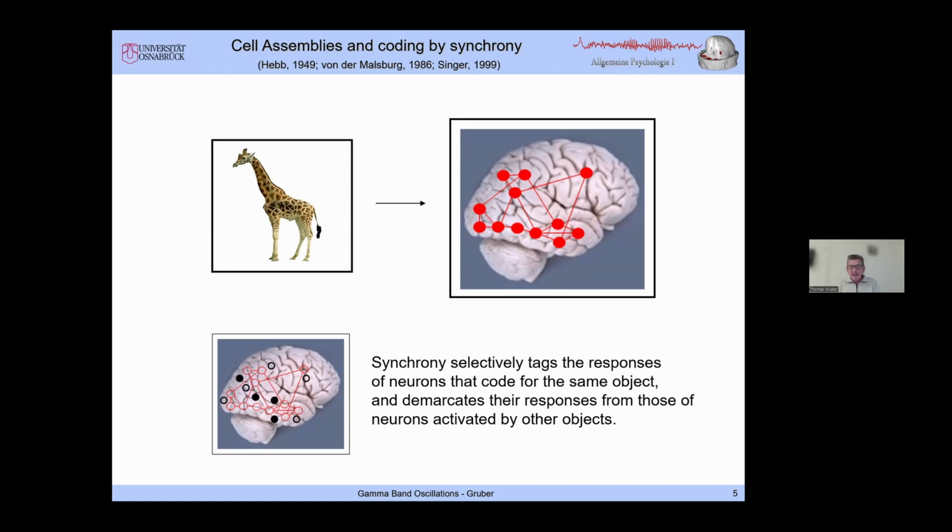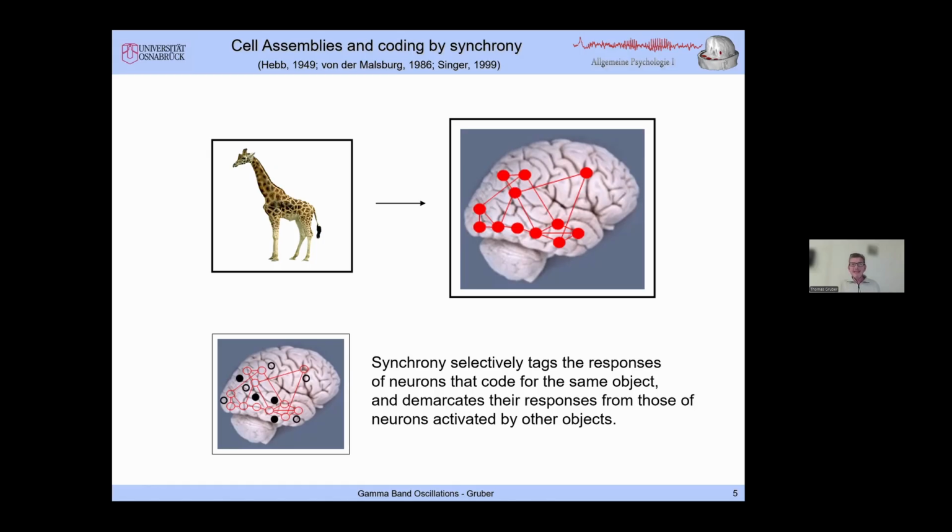And usually on this slide, the red dots here, which stand for the giraffe, they should blink in synchrony. Now they don't. So I need your imagination now, because the PowerPoint doesn't blink, but it doesn't matter. You can imagine that the red dots stand for neurons coding for the giraffe, and they all fire in synchrony in one pattern, yeah, all together. And that's how they are bound together.